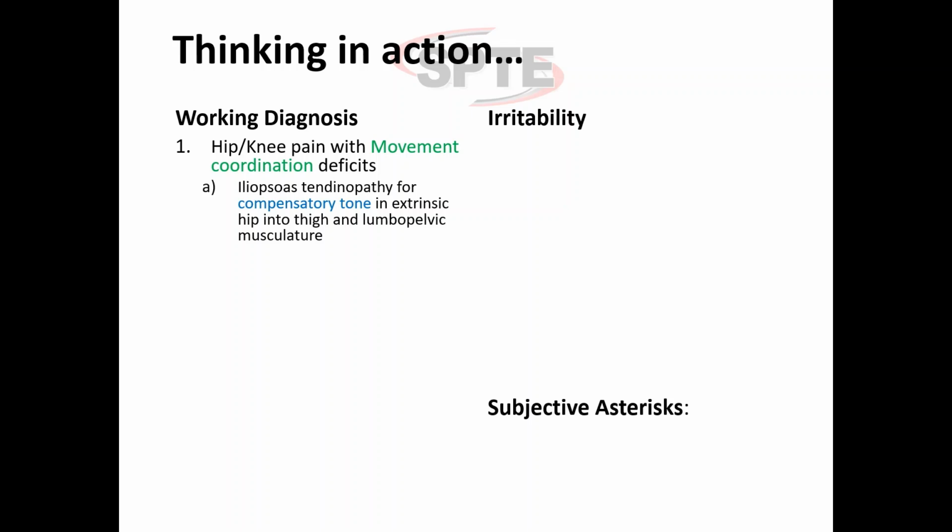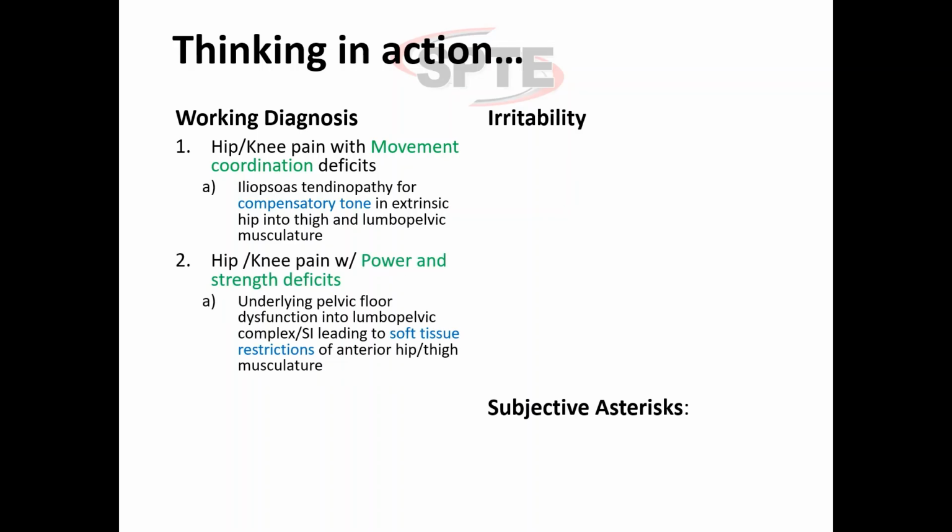And so in this case, we would say hip/knee pain with movement coordination deficits in the nature of possible iliopsoas tendinopathy and compensatory tone in the extrinsic hip into the thigh and lumbopelvic musculature. Similar to this, if it wasn't necessarily movement coordination, it could be more along the lines of power and strength. And in this case, we'd be looking more possibly at pelvic floor dysfunction into the lumbopelvic SI, leading to soft tissue restrictions of the anterior hip and thigh.